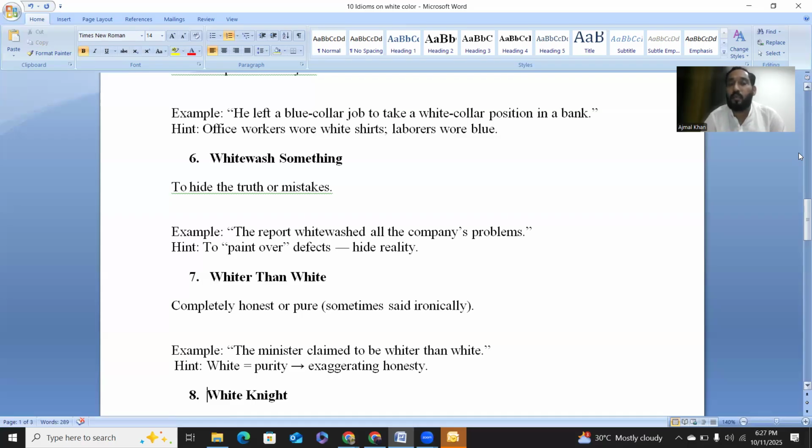So its hint is white shows color. White is a color which shows purity, innocence, genuineness. And whiter than white is actually exaggerating one's honesty, exaggerating one's innocence. It is equivalent to saying that I am more honest than anyone can be.